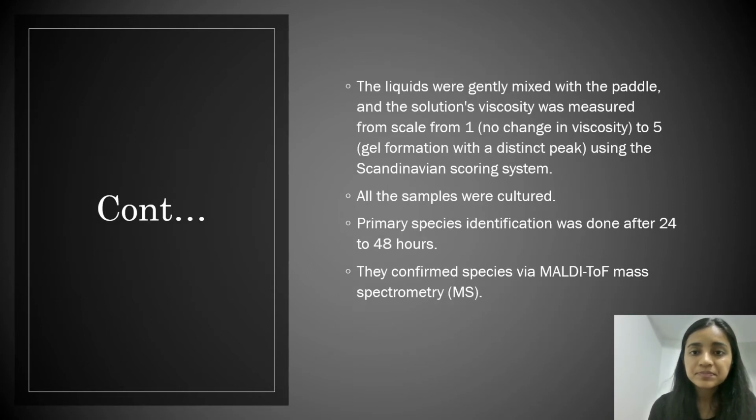After that, what was done? The liquids were gently mixed with a paddle. The viscosity was measured on a scale of 1 to 5. After this viscosity measurement came primary species identification, with 24 to 48 hours of incubation given for the bacteria to grow, and the final detection of the species was confirmed. Mass spectrometry was finally used to detect the species.